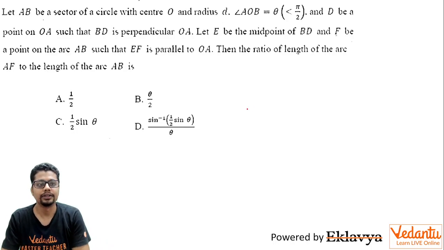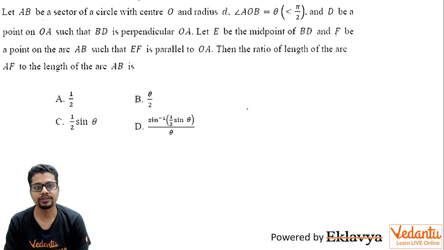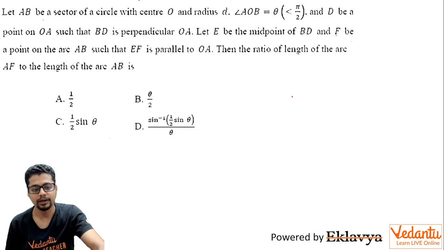Hi everyone. The question is, let AB be a sector of a circle with center O and radius d. Angle AOB is equal to theta, which is less than pi by 2, and D be a point on OA such that BD is perpendicular to OA. Let E be the midpoint of BD and F be a point on the arc AB such that EF is parallel to OA. Then the ratio of the length of the arc AF to the length of the arc AB is, and we have to choose the correct option.